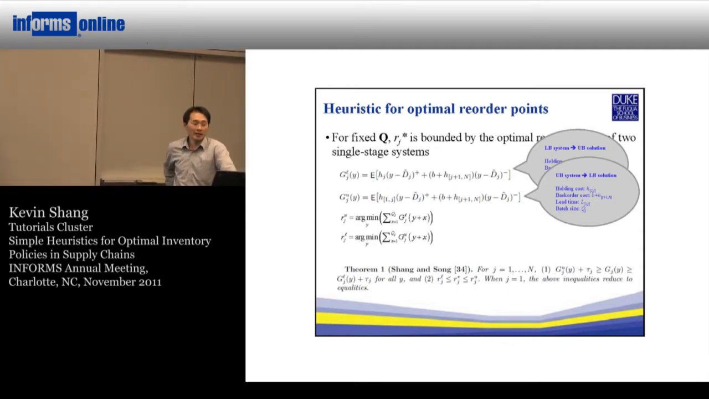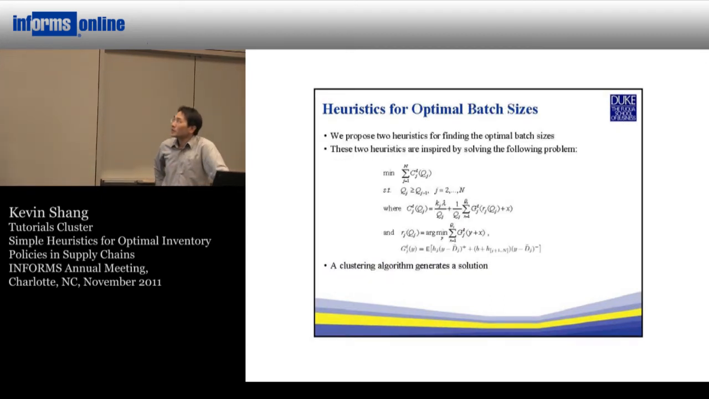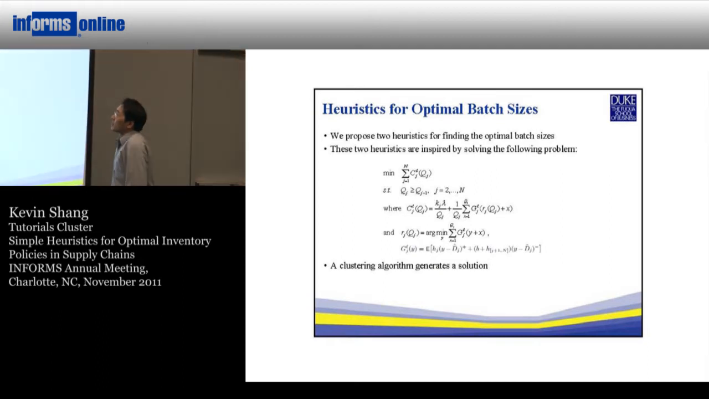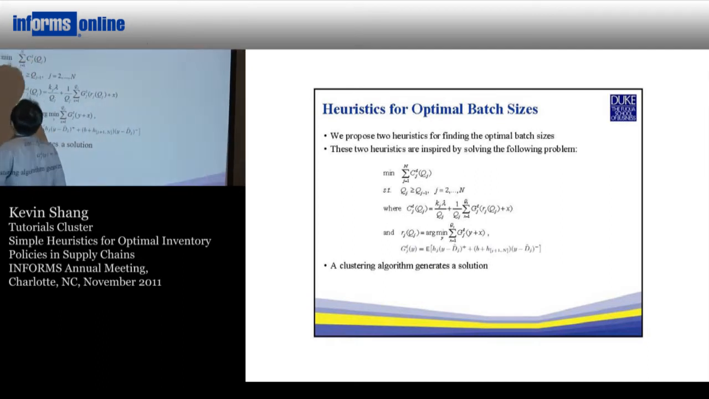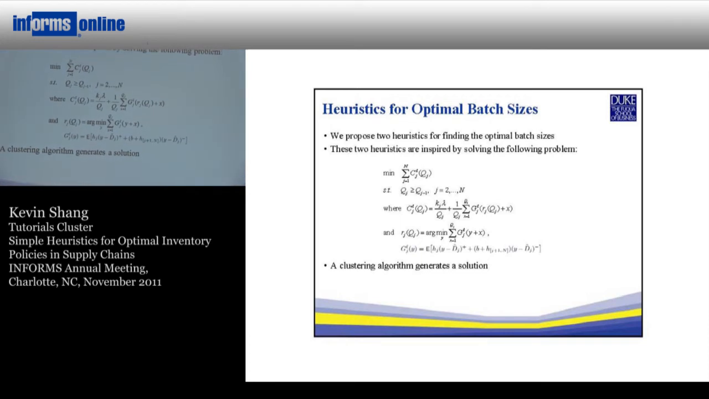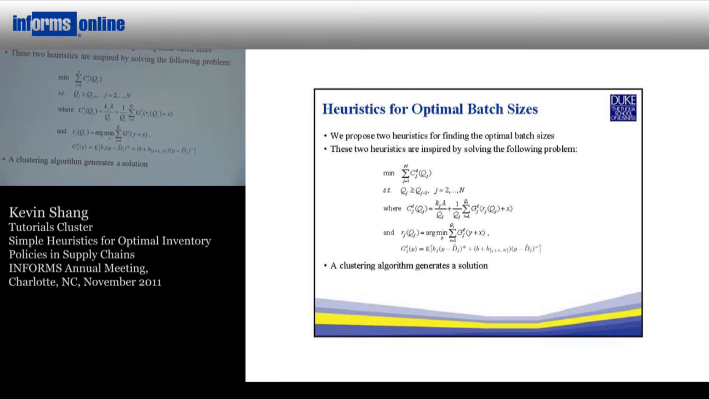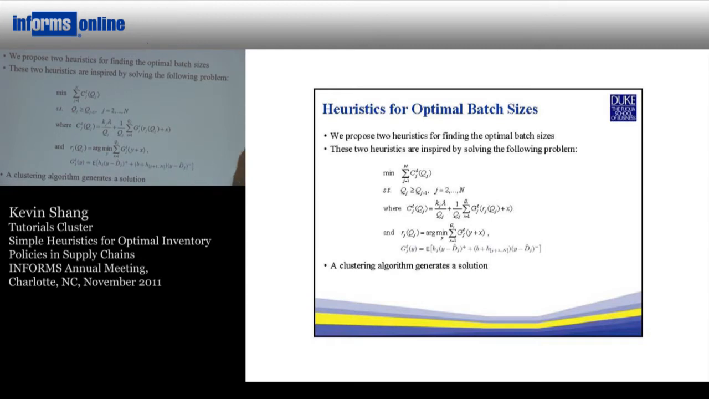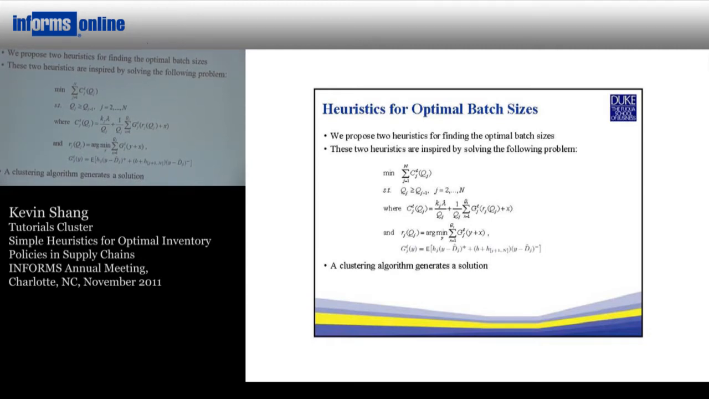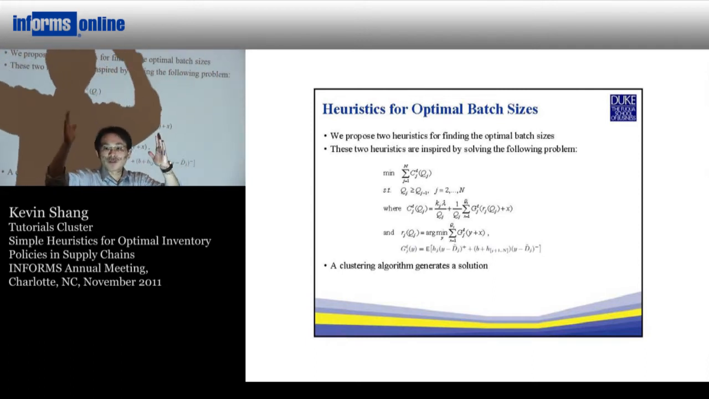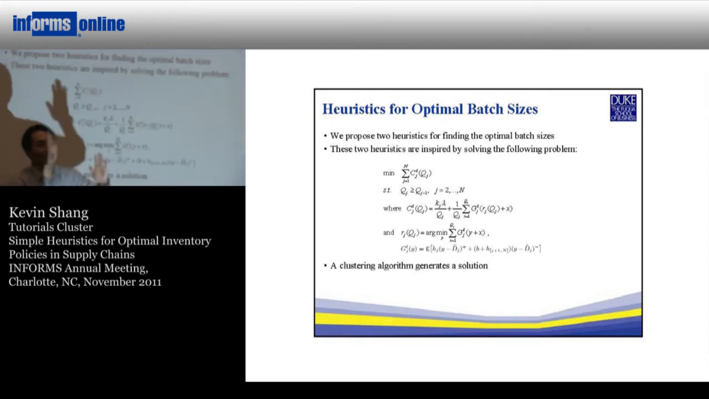So we have already taken care of R, okay? What about Q? Q turns out to be a little bit more complicated. So we propose two heuristics for finding the optimal batch sizes. In the literature, Chen and Zhang in '94 came up with an algorithm to find the exact optimal batch sizes. But the algorithm has to find the solution bounds for each of the Q, and then do an exhaustive search in the feasible set. So that's the way they find the optimal Q.